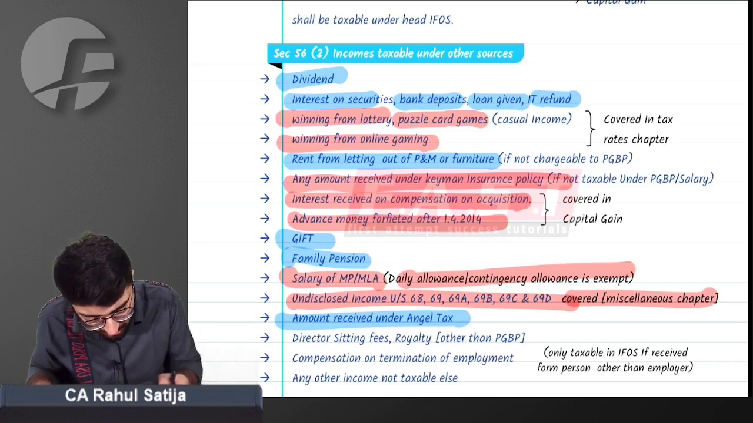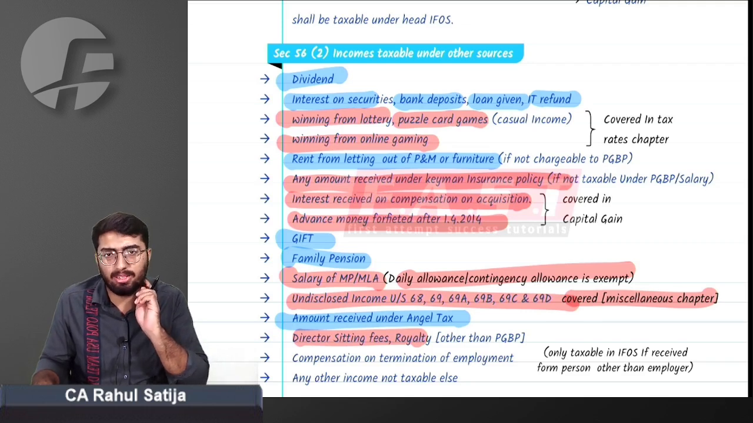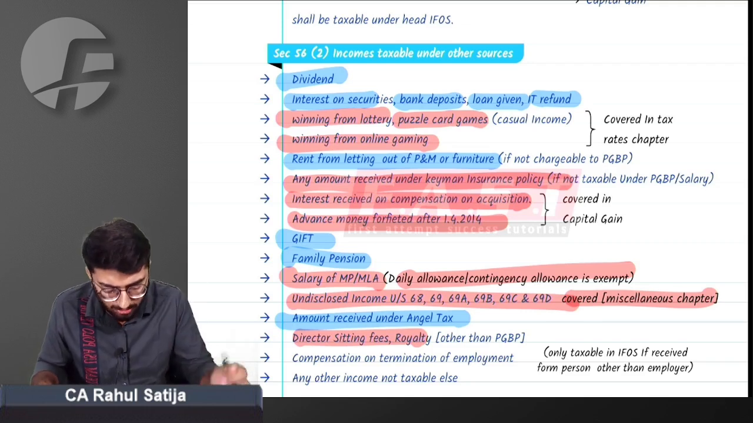So, director sitting fees. If he is a part-time director, it is not his business to sit in the office, then it will be taxable under PGBP.